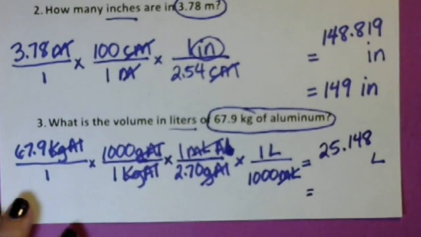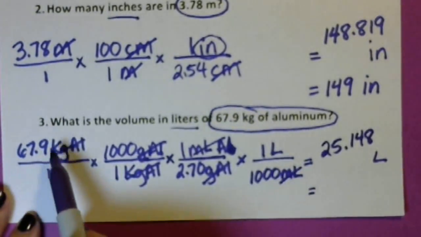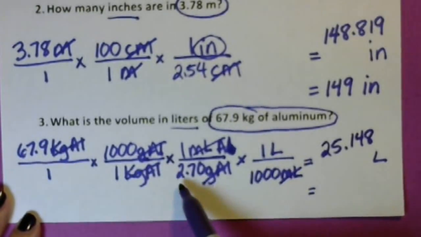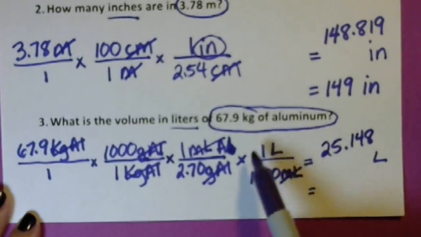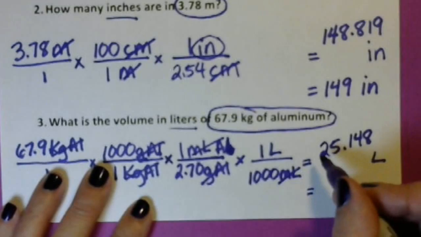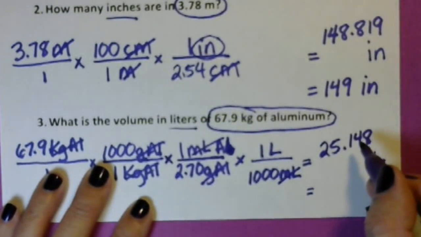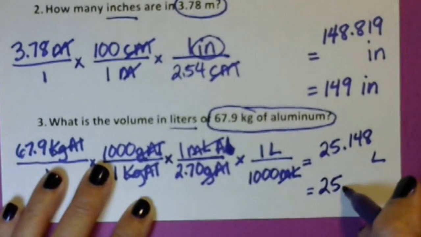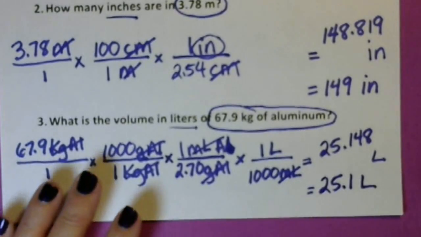But I have to round that to significant figures, so I have 3 here. This doesn't count because that's a definition. 3 here, that's a measured number. This doesn't count, that's a definition. So 3 significant figures, so 25.1. This is under half, so I can get rid of it. So 25.1 liters, all right?